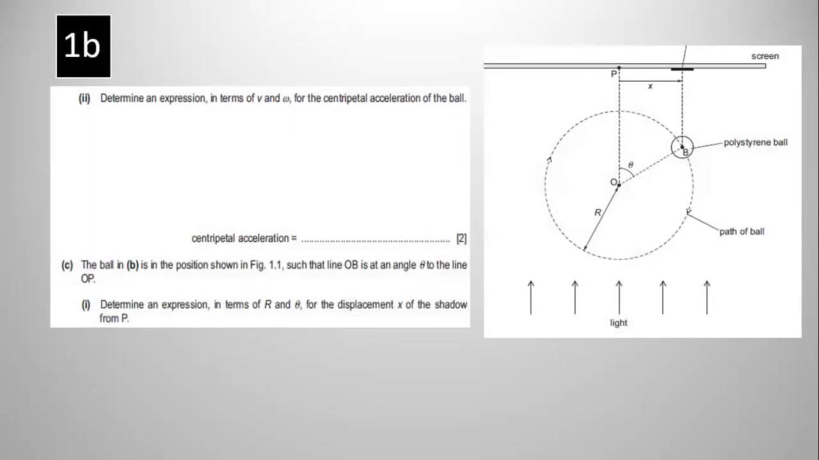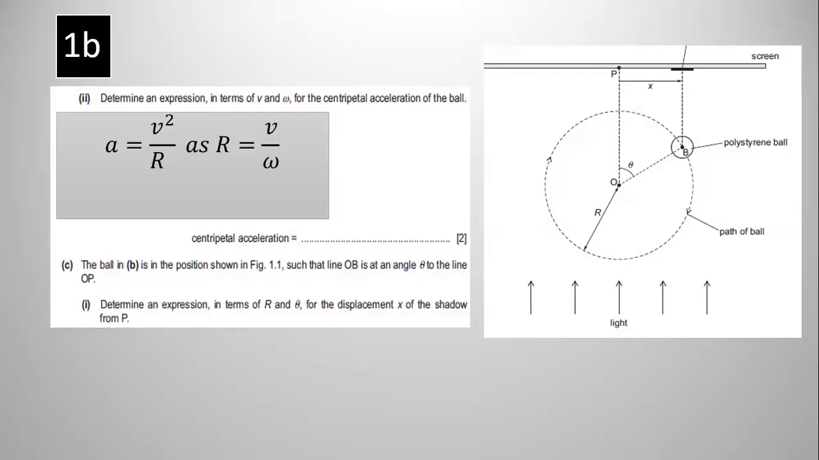Determine the expression in terms of V and omega, the centripetal acceleration of the ball. This one came out years ago. Right? a is V squared over R. I can use R omega squared. Then your R, we don't want R. So R is V over omega. Replace your V and omega here. So you get your answer, V omega.